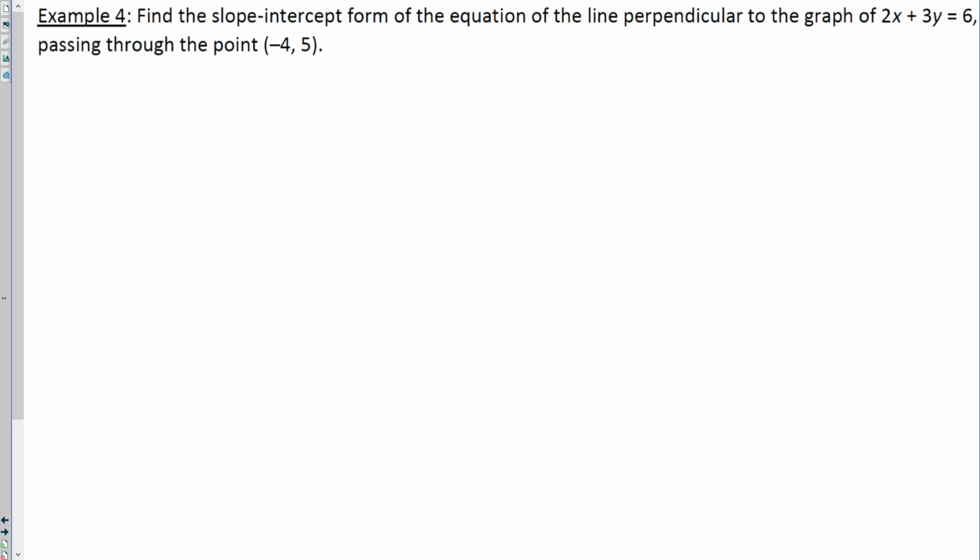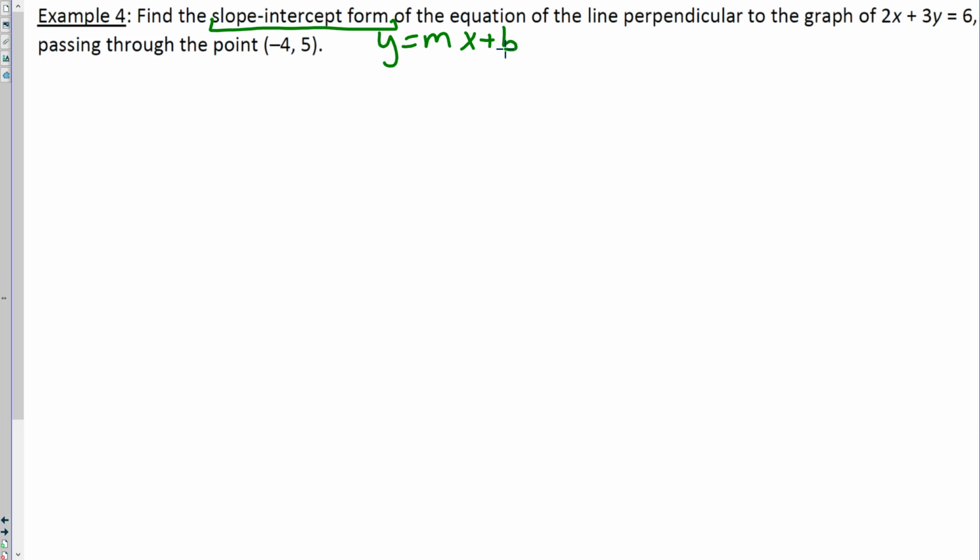Example 4, we want to find the slope-intercept form of an equation for a line that's perpendicular to the graph of 2x plus 3y equals 6, passing through the point -4, 5. So here we have a lot of information we want to pay attention to. They want the answer in slope-intercept form, or y equals mx plus b. So we know we want to get our answer into that format at the end.